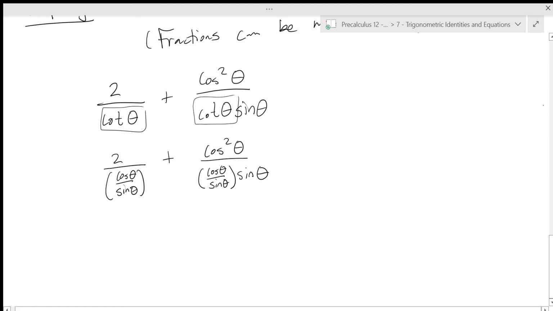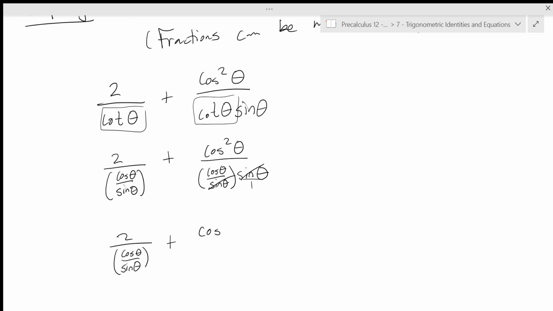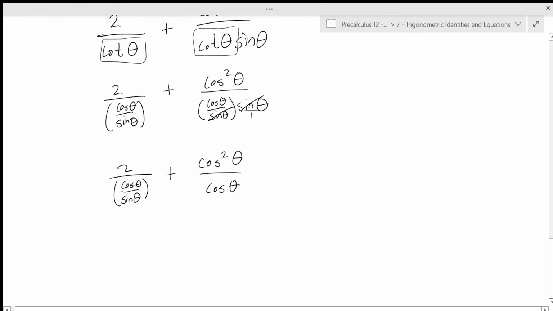Okay, so over here, this is a sine over 1, so I can cancel that. Here, I've got 2 over cosine over sine theta. I'm just going to leave that for now. We'll deal with it. We're going to just end up dividing. And remember, dividing by this is like multiplying by the reciprocal. We'll deal with that in a minute. So one thing I notice here, this is now cosine squared theta over cosine theta. That actually looks like it might divide, because cosine squared theta is cosine theta times cosine theta.